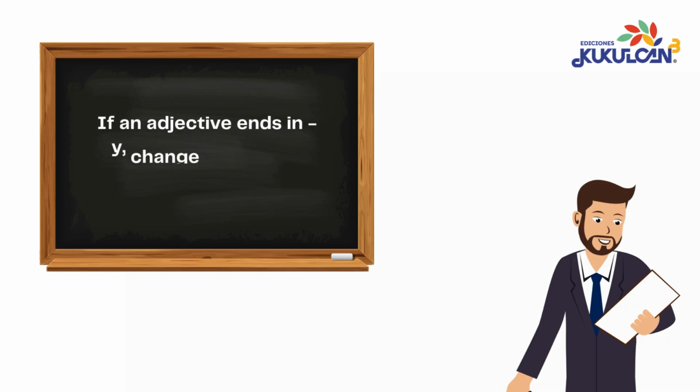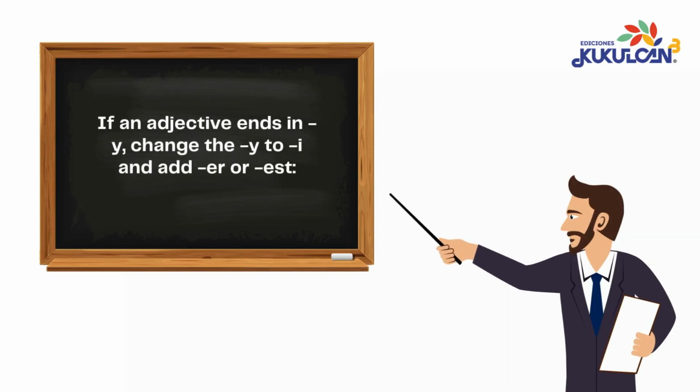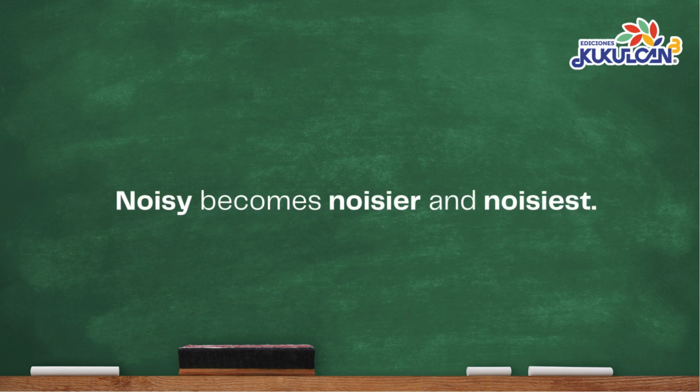4. If an adjective ends in y, change the y to i and add er or est. Noisy becomes noisier and noisiest.